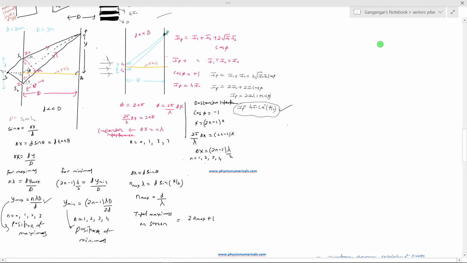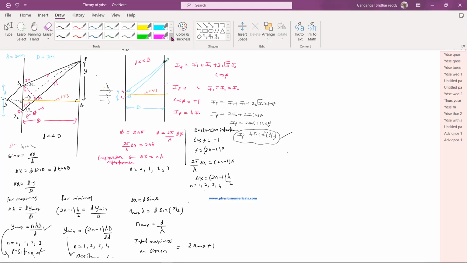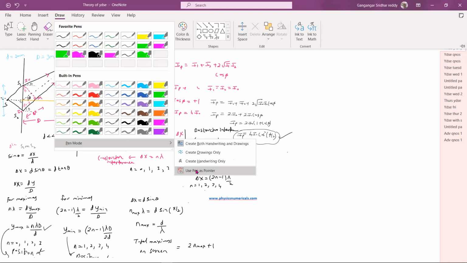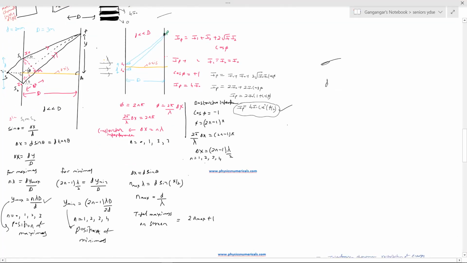Suppose d is equal to 10 millimeter and lambda equal to 2 millimeter. Then what is n max? n max should be equal to d by lambda. How much will we get? 5.